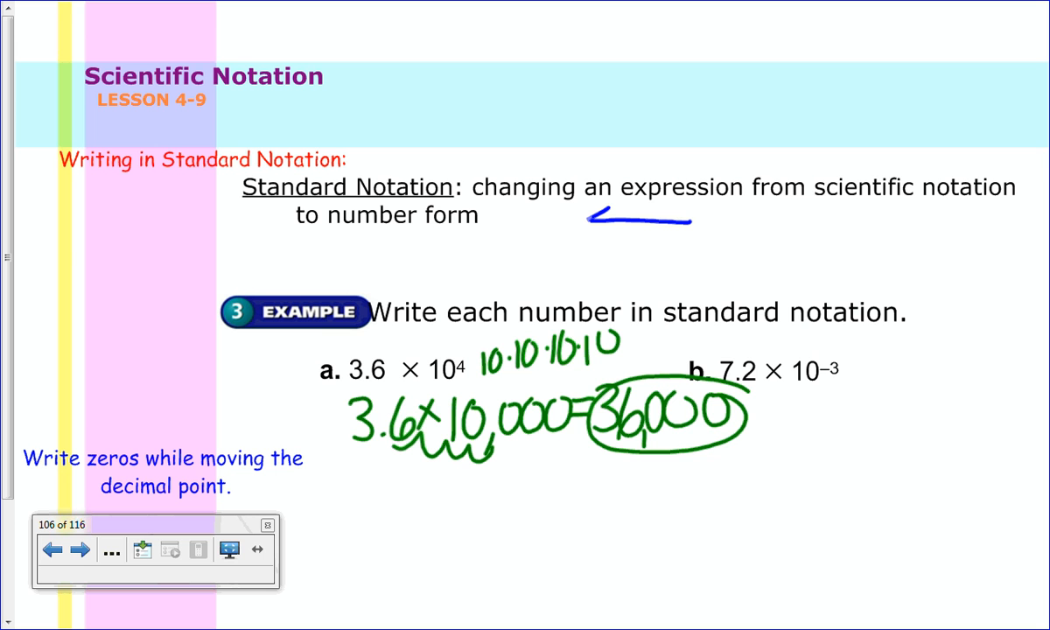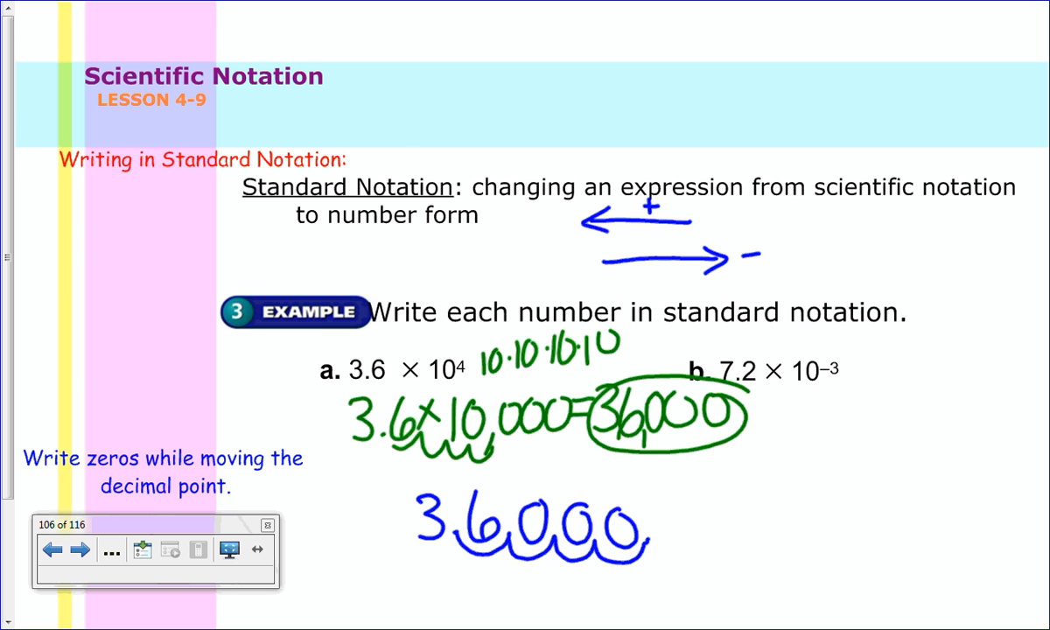Or we can use it the other way. Again, keeping this in mind: if you go that way, it's plus. If you go that way, it's minus. So 3.6. Now we have 10 to the positive 4th. So we know that this is a positive number, meaning the decimal actually goes backwards. So we make 4 hops: 2, 3, 4. And you get 36,000. So same answer.